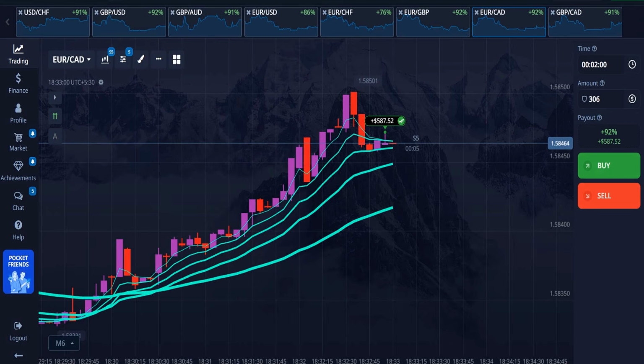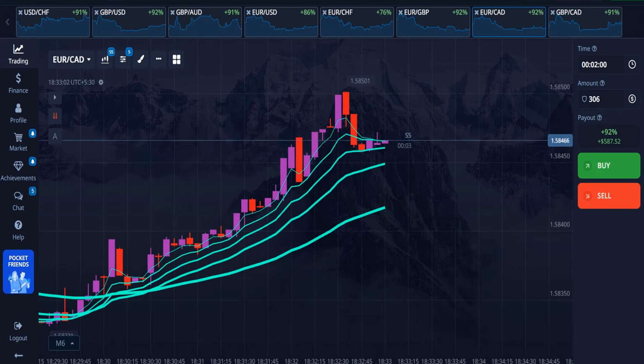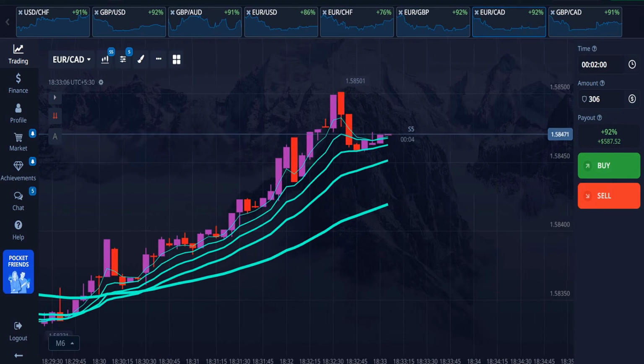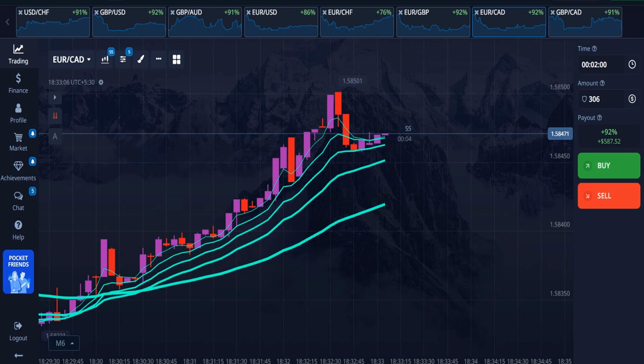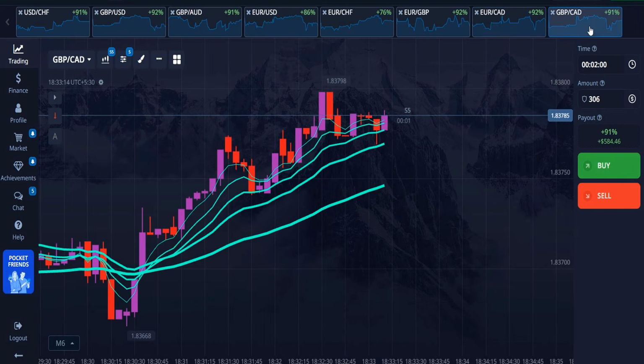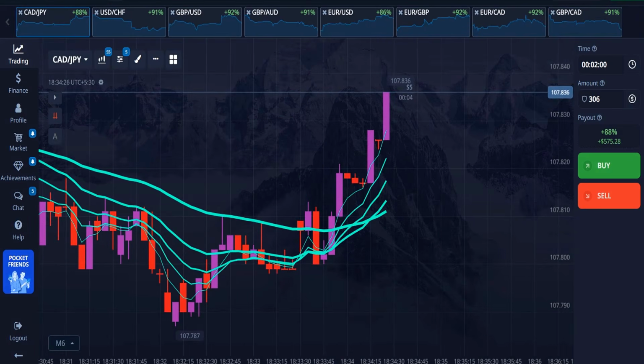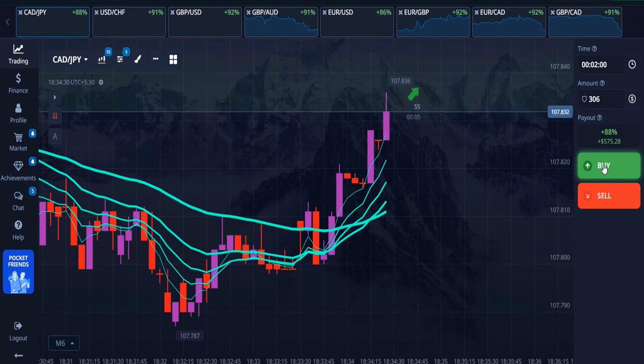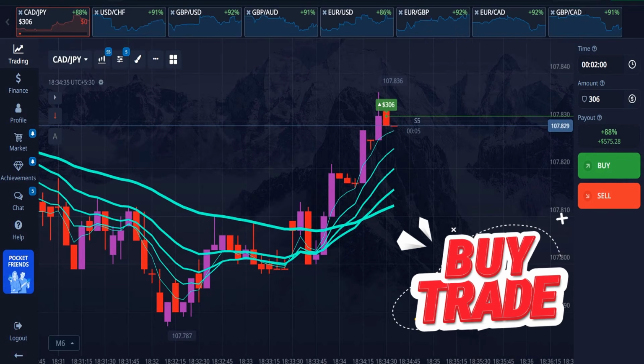Notice how even during slight pullbacks, the price respected the EMAs and stayed above all of them. That's how strong the uptrend was. When all EMAs fan out cleanly and the candles are forming above all lines with little to no pullback, it's a strong trend continuation signal. That's the safest moment to enter a buy trade using the 5 EMA crossover strategy.